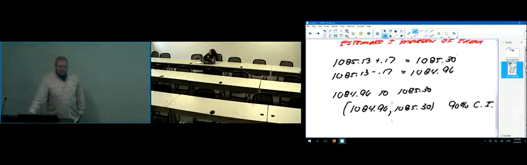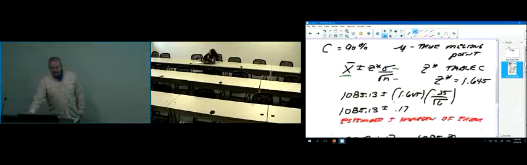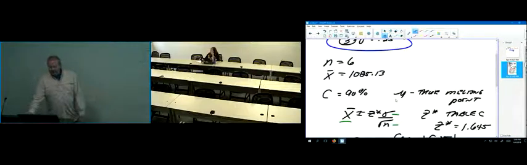One more time. How did I get all my little pieces? The confidence level was given to you. Z star is coming from table C. The sample size was given to me. Sigma was given to me. The X bar, the data was given to me. We had to add them together and divide by 6. Right? And so then I'm plugging in.